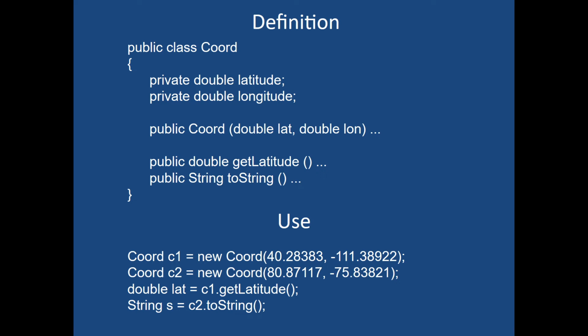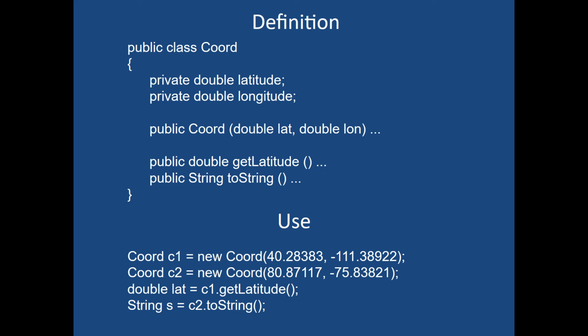Now, what should it return, do you think? If I tell you that when you construct it, this first parameter is the latitude and the second parameter is the longitude. Right. So when I say give me your latitude C1, it should give me back the 40.28383. And when I say okay C2, convert yourself to a string, it should return a string that's formatted in some fashion that is useful. Okay, so that's the game we're playing.